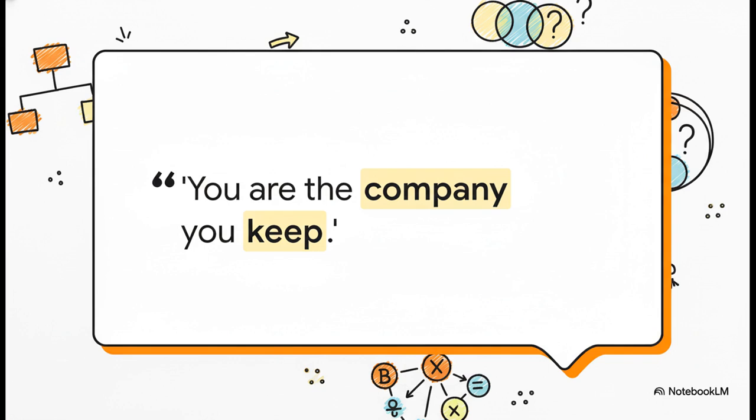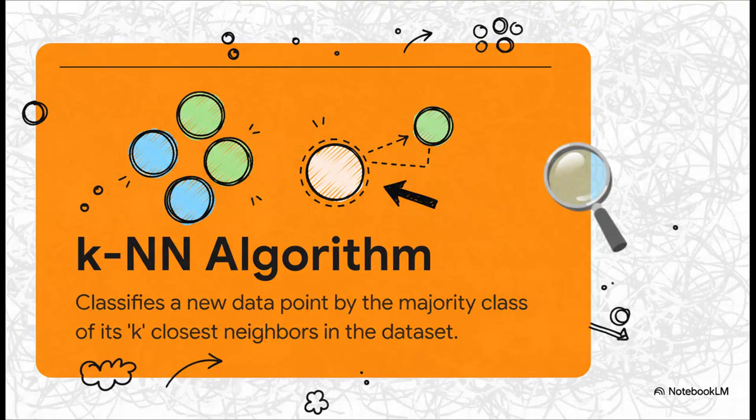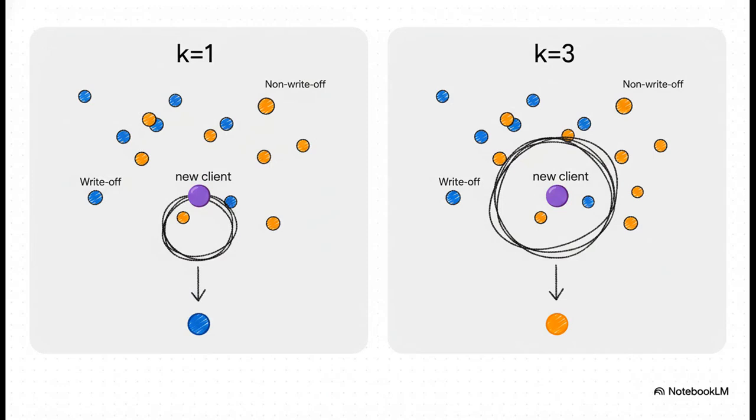It works on the very simple idea that things are probably similar to whatever is closest to them. You know, birds of a feather flock together. So how does it work? It's actually beautifully simple. To classify a new, unknown thing, the algorithm just looks at the K most similar things it already knows about from the existing data, and then it just takes a vote. Whatever class the majority of its neighbors belong to, well, that's the class our new point gets assigned. Simple as that.